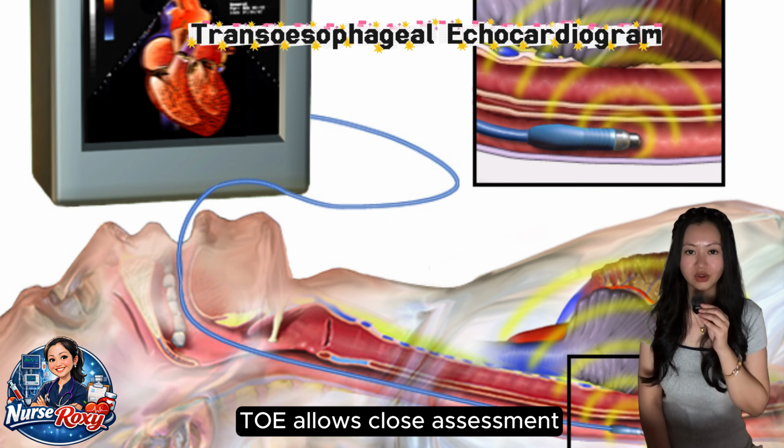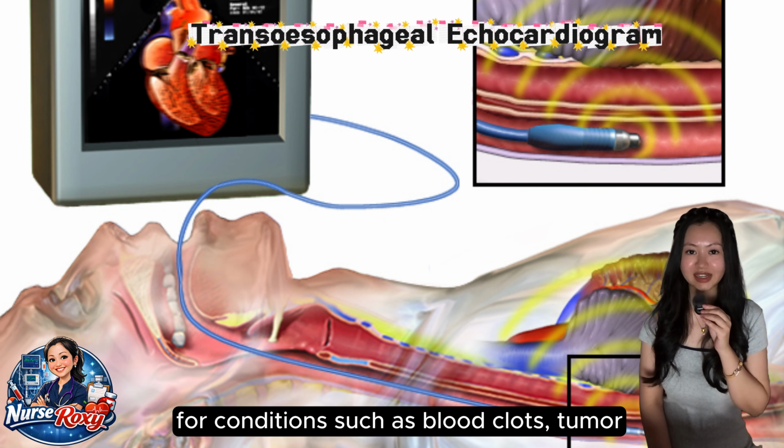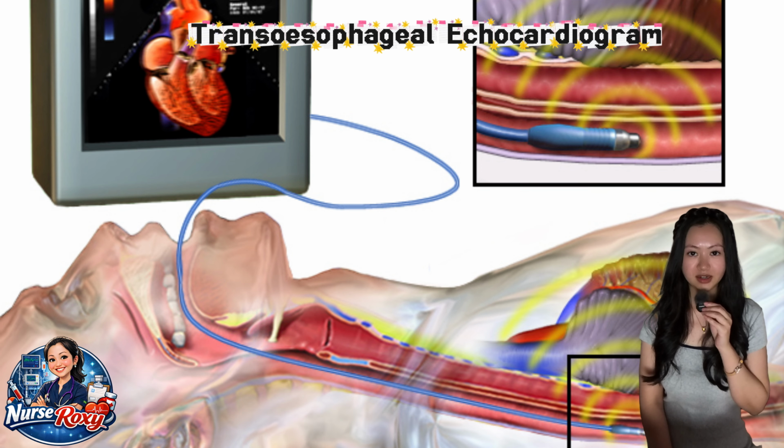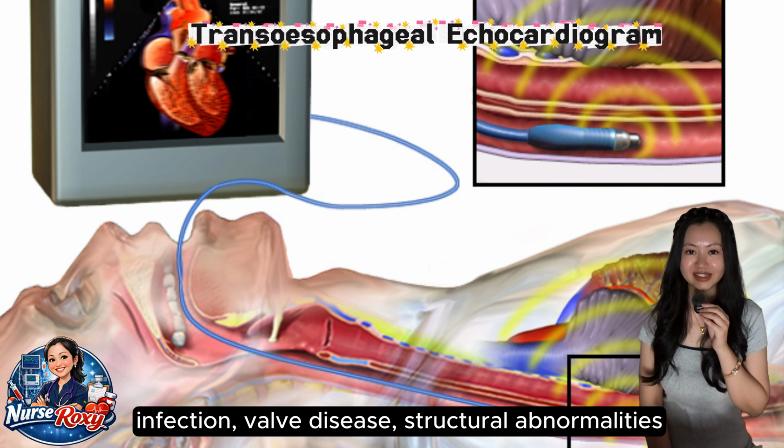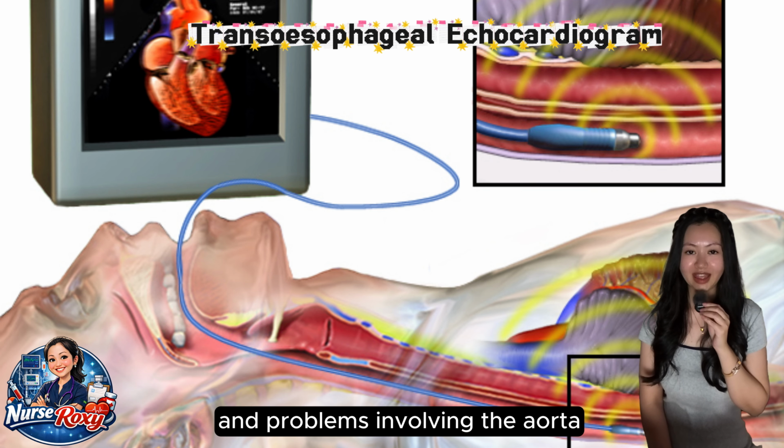TOE allows close assessment for conditions such as blood clots, tumor, infection, valve disease, structural abnormalities, and problems involving the aorta.